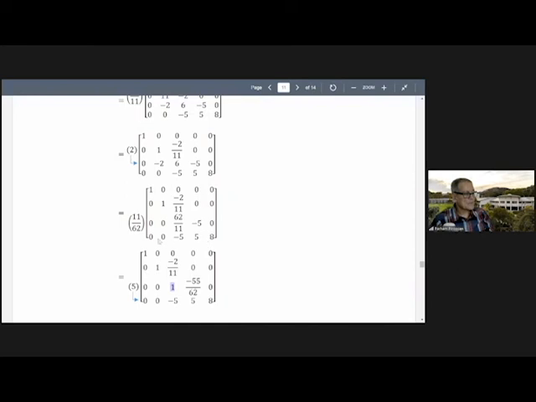This row is the same as this one. It is just this one that changes. Multiplying this row by this number, we get this.